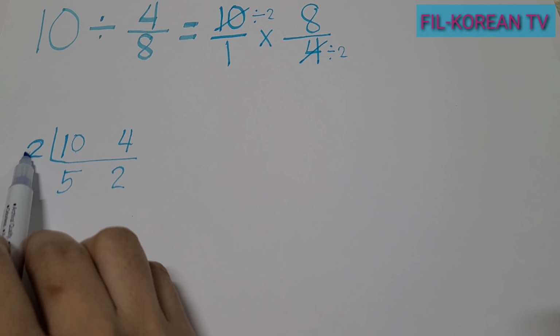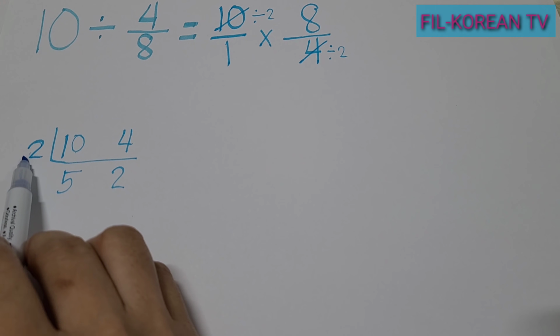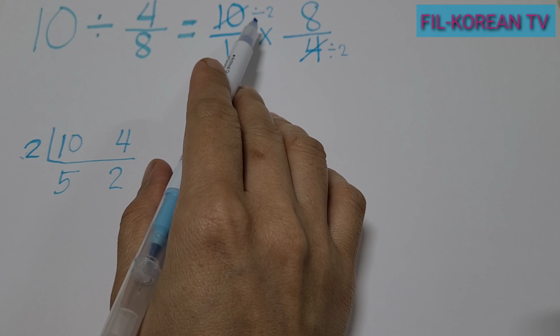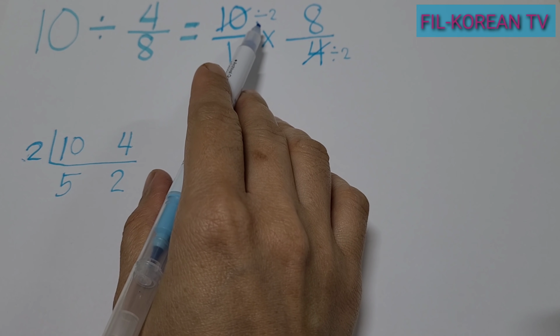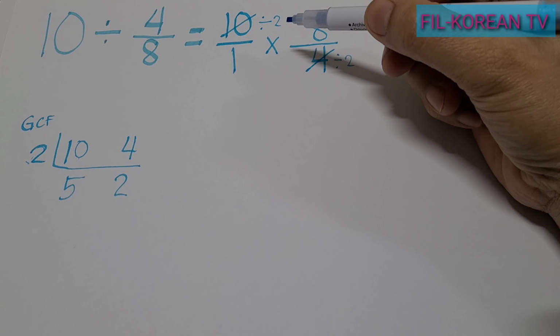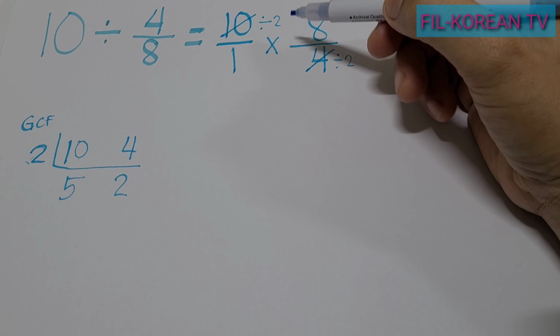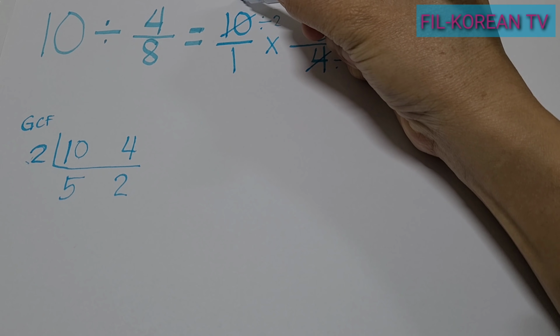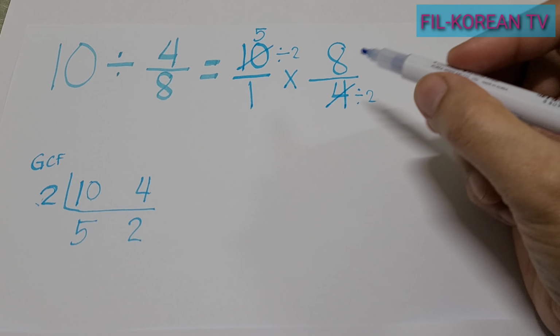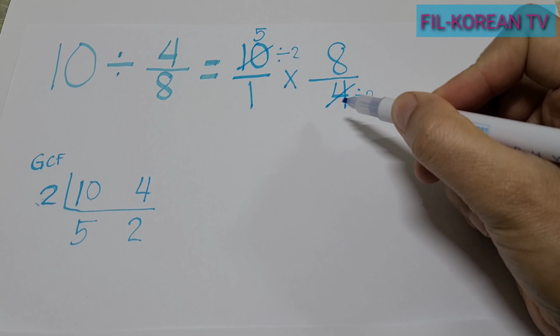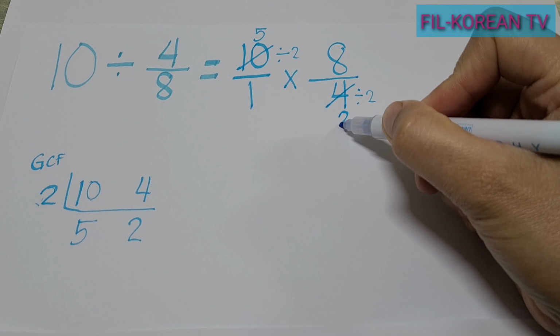Okay, ito ngayon yung GCF. Kaya, nandito yung GCF na ilagay natin, 2. So, dito na tayo sa cancellation. 10 divided by 2 is 5. And then, 4 divided by 2 equals 2.